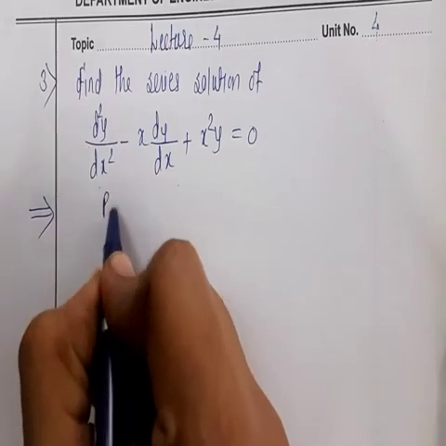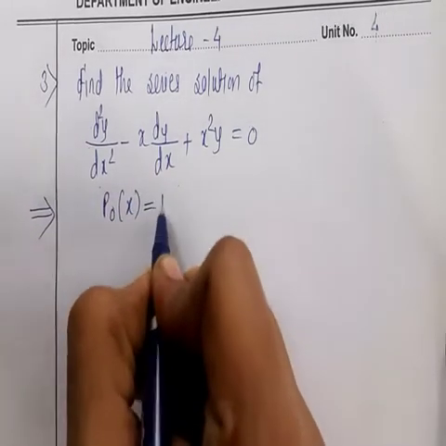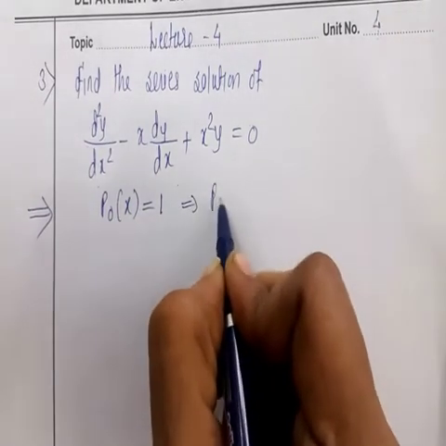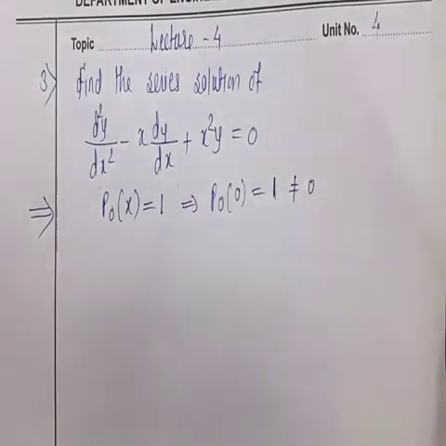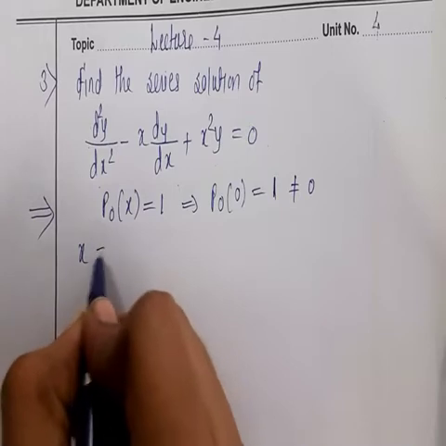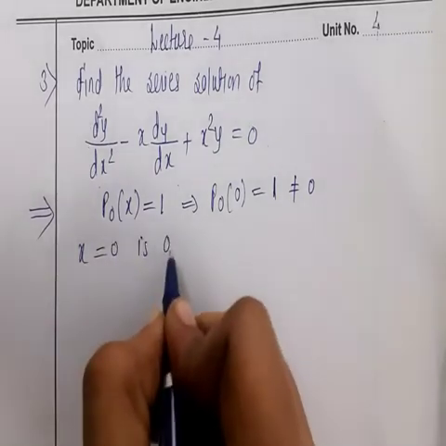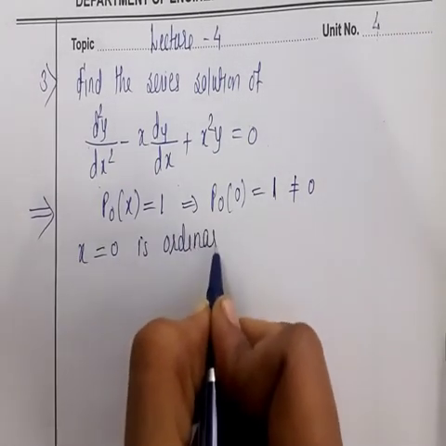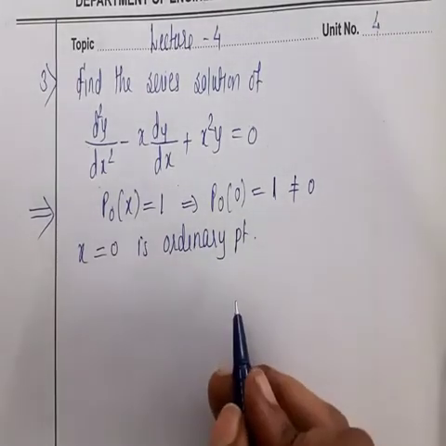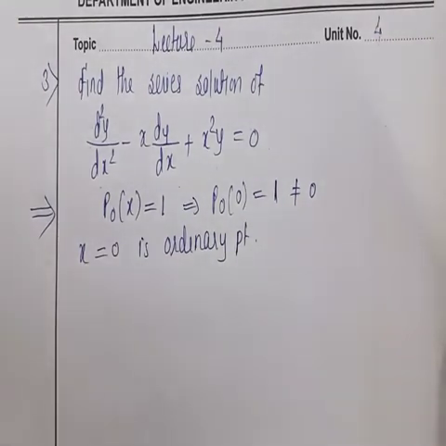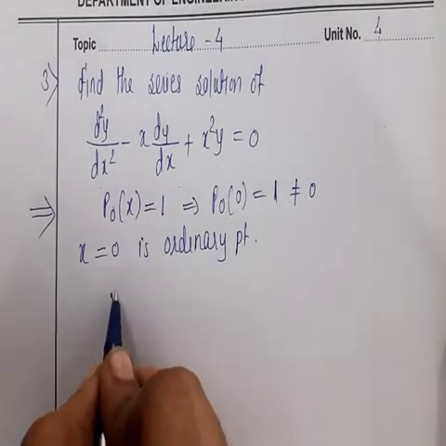So what is p0(x) here? It is equal to 1. If we substitute, p0(0) is equal to 1, which is not equal to 0. Not equal to 0 means x = 0 is an ordinary point.